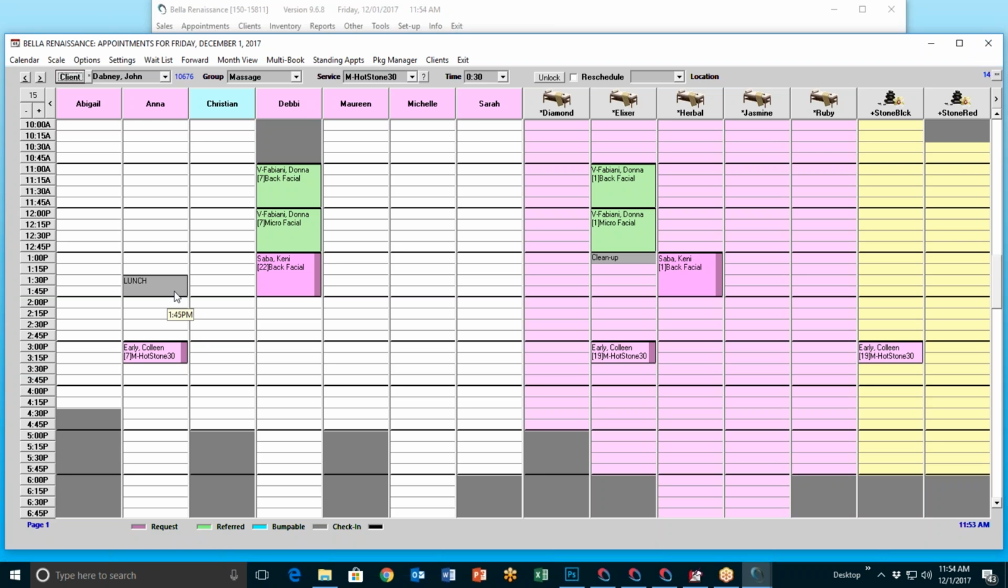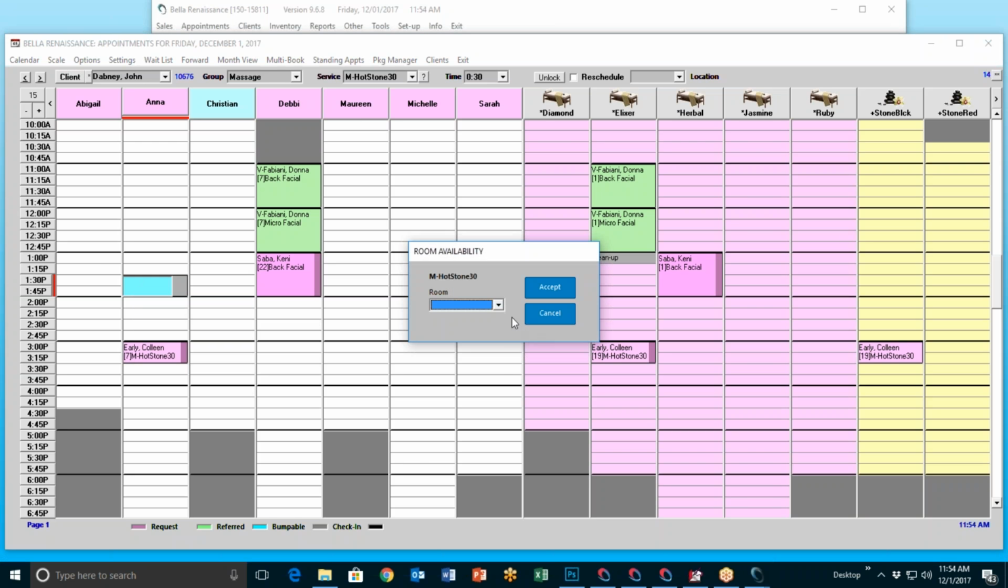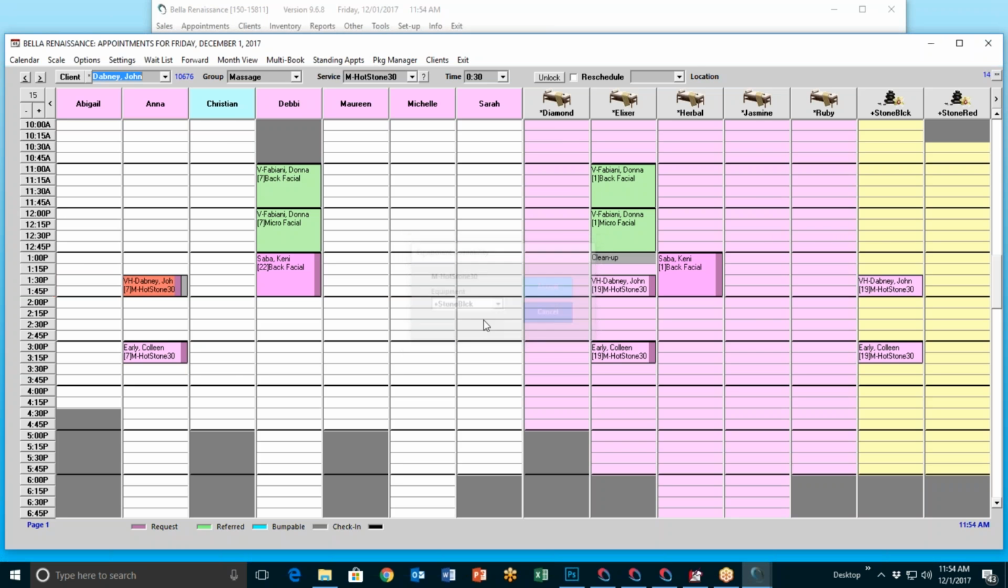However, if Anna said, oh, no, John's an important customer, I can go right over it and go ahead and book the appointment. Oh, he's got 4 no-shows. Should probably let her know that. Choose my equipment. And it will book it. But notice the difference in color. The reason there's a difference in color is this color is telling you there is a conflict. That's all that is.